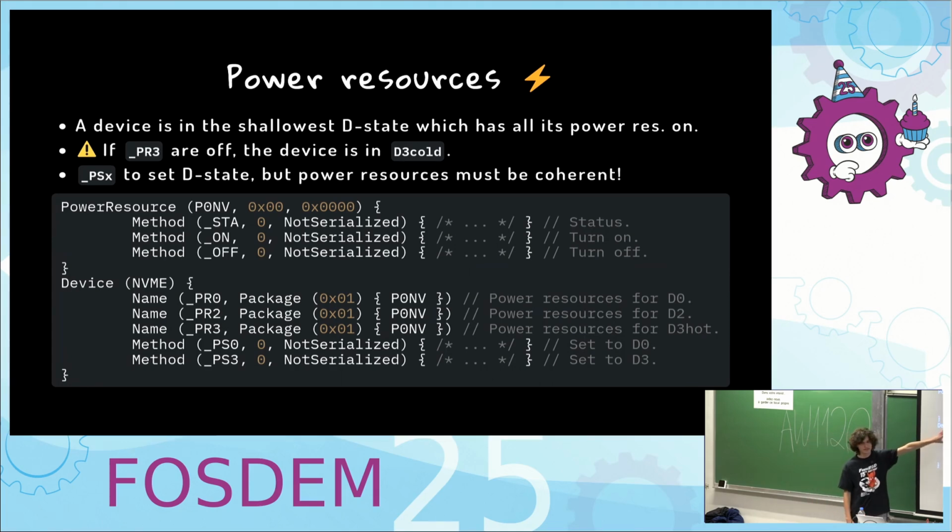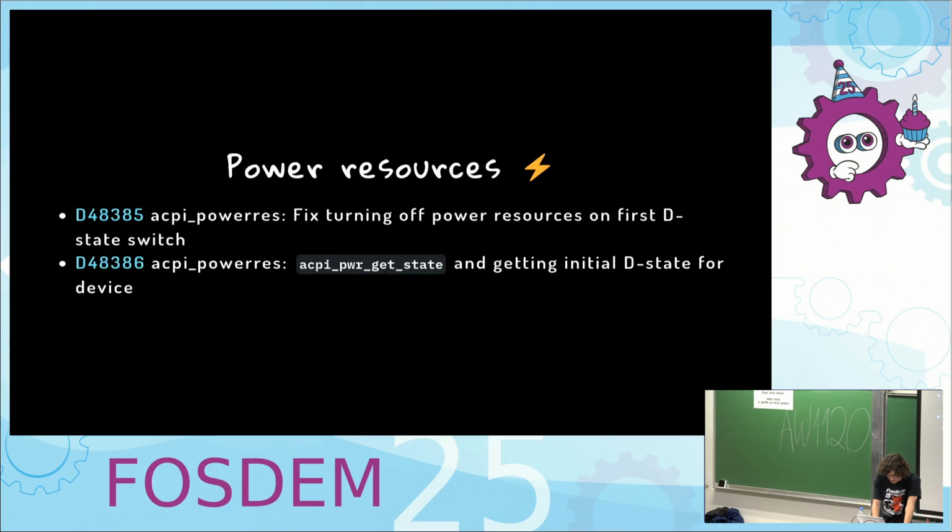So here's an example of an NVMe device where you have these power resource objects that are defined, and a power resource object is just a list of power resources which this specific state depends on. So, for example, if you wanted to know, okay, say P0NV is on as a power state, then you know that you're in D0 because this is the shallowest state that depends on it. If this was off, then you'd be in D3 cold because you're at the lowest power state. It's roughly explained here, but again, I'm not going to go too much into this in the interest of time.